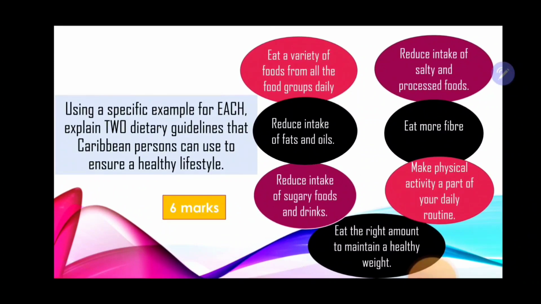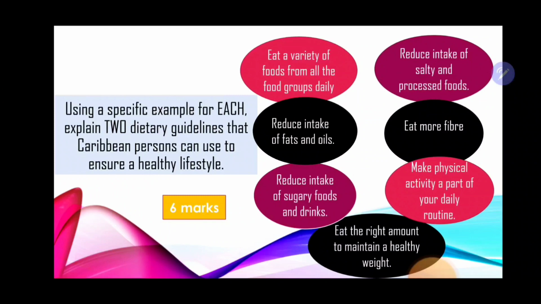They are: eat a variety of foods from all the food groups daily, reduce intake of fats and oils, reduce intake of sugary foods and drinks, reduce intake of salty and processed foods, eat more fiber, make physical activity a part of your daily routine, and eat the right amount to maintain a healthy weight. So the question requires you to explain 2 dietary guidelines, and we'll use practical or specific examples to explain how each can be done.